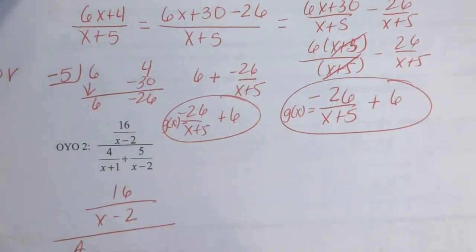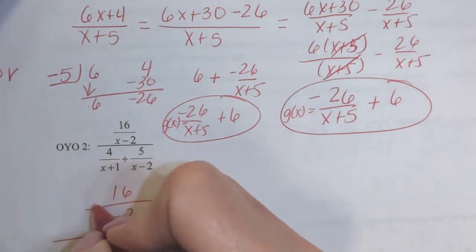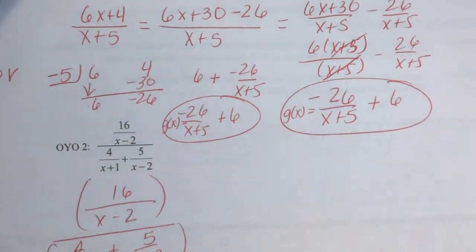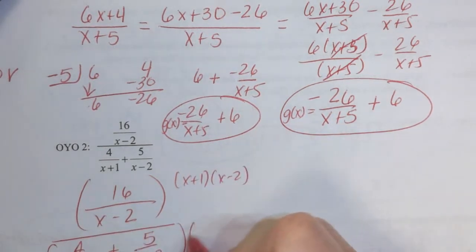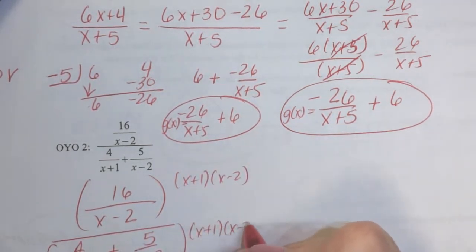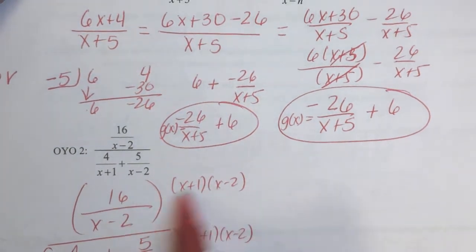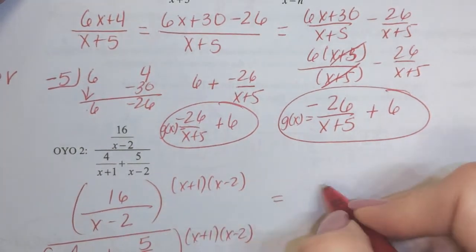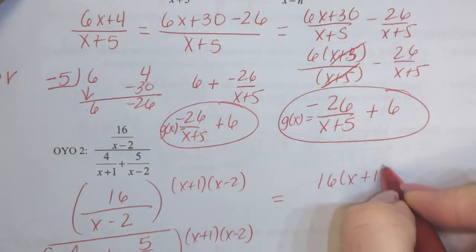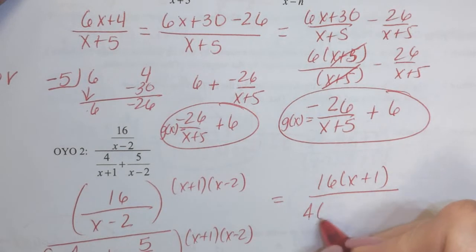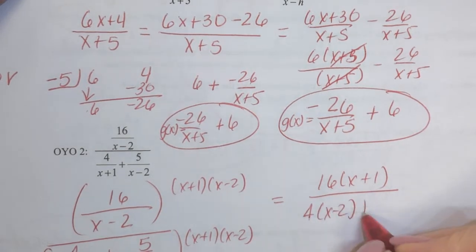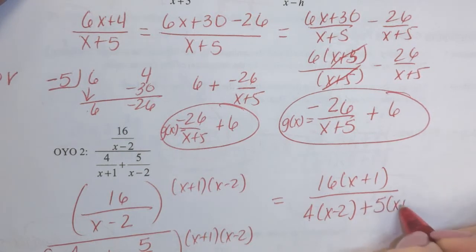Remember, you got to be an active learner. Just watching doesn't cut it. You got to do it on your own. Common denominator, x plus 1, x minus 2. So I have to multiply this. X minus 2's would cancel. I'd have 16 times x plus 1. On this one, the x plus 1's cancel. I have 4 times x minus 2 plus, on this one, these would cancel, 5 times x plus 1.